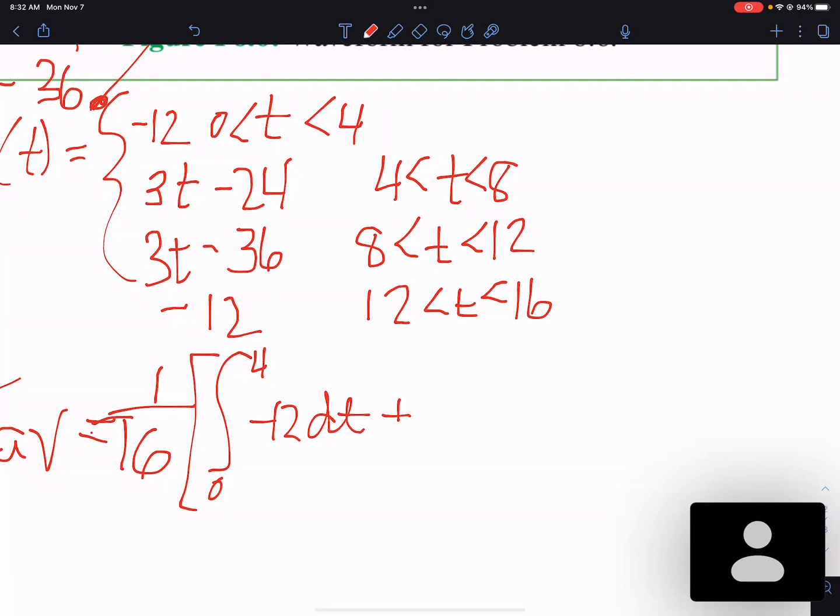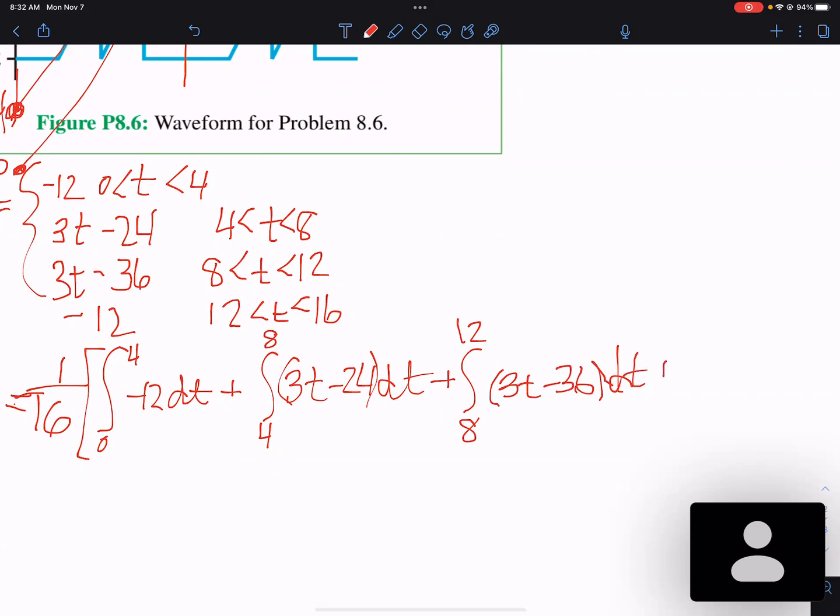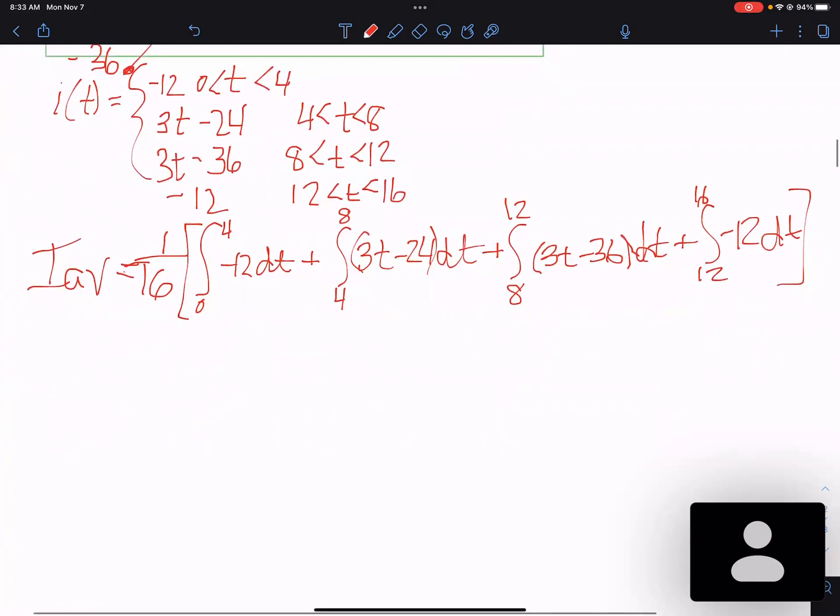And then plus 4 to 8 of 3t minus 24 dt. Plus 8 to 12 of 3t minus 36 dt. And then plus 12 to 16 of minus 12 dt again. So integrating minus 12 is just going to be minus 12t, from 0 to 4.